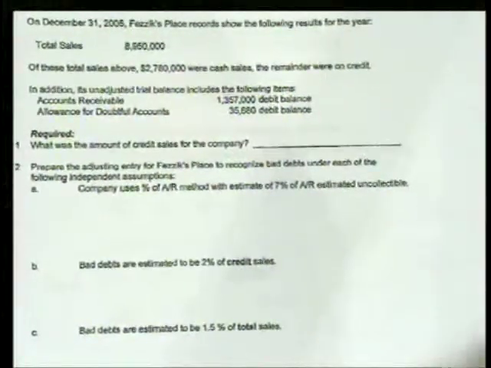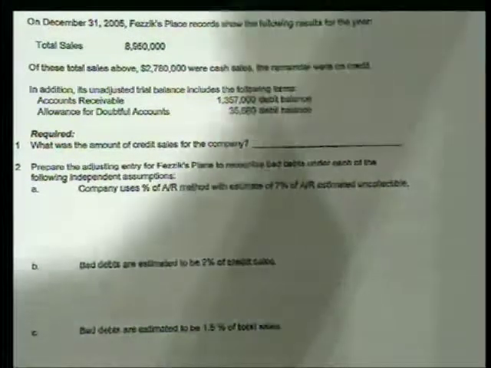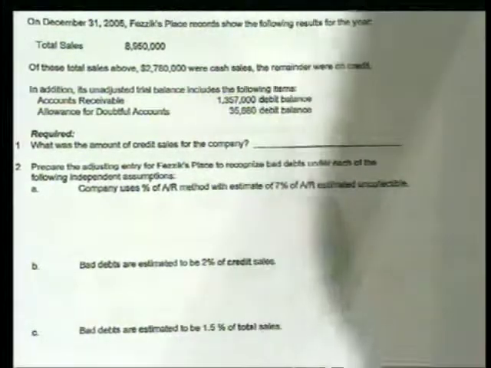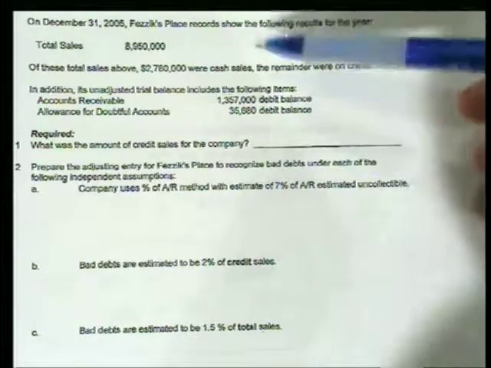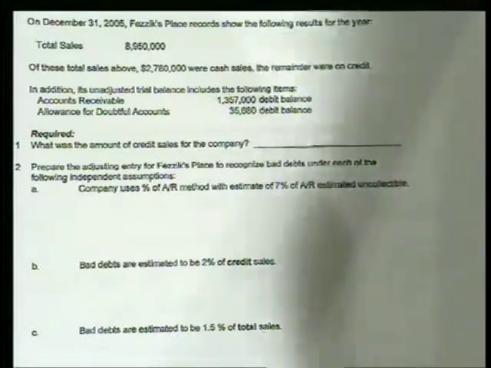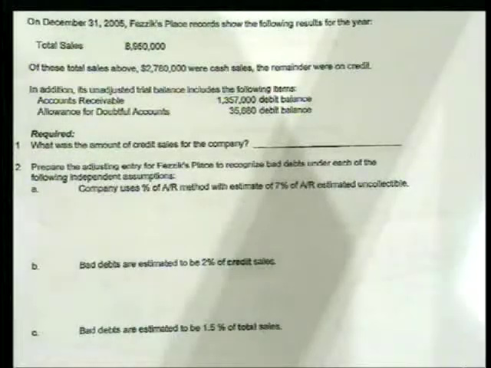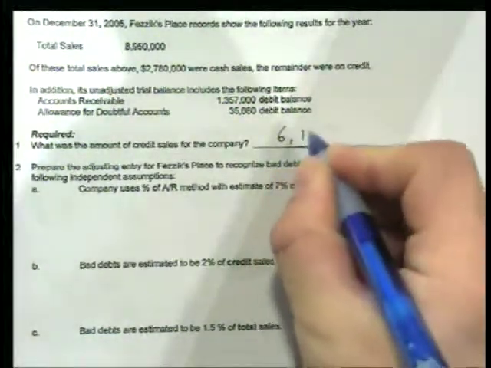The next one was Fezzik's Place, is that correct? Okay. Once again, take a look real quick. Is that the numbers you guys had on your handout? Okay. What's the amount of credit sales for this company? Once again, they give us total sales. They tell us how much were cash sales. We can back into the amount that was credit sales. And that equals $6,170,000.